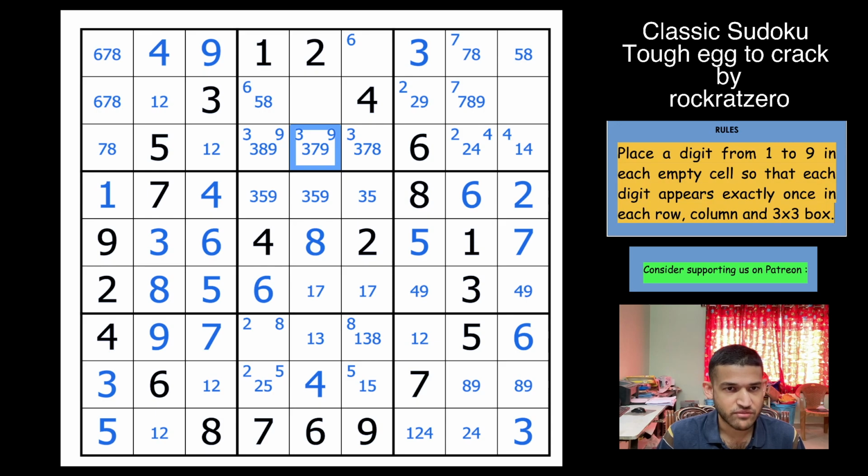Okay, this cell for column 5 has to have 5, 7 and 9. You can't have 2, 8, 4, 6 or a 1 or a 3. So this is 5, 7 and 9. That's good.